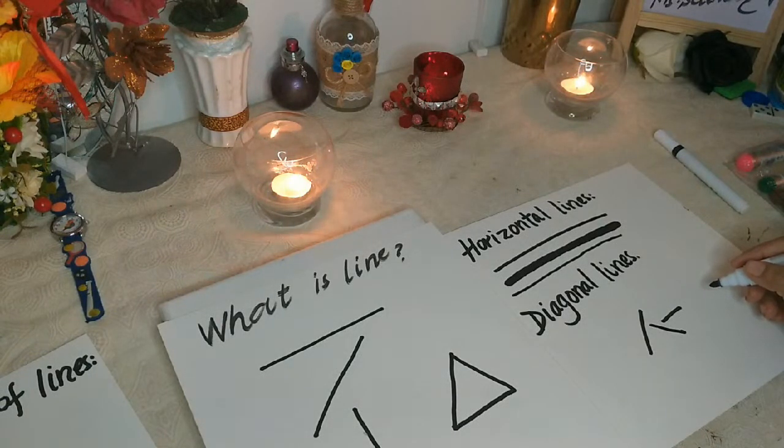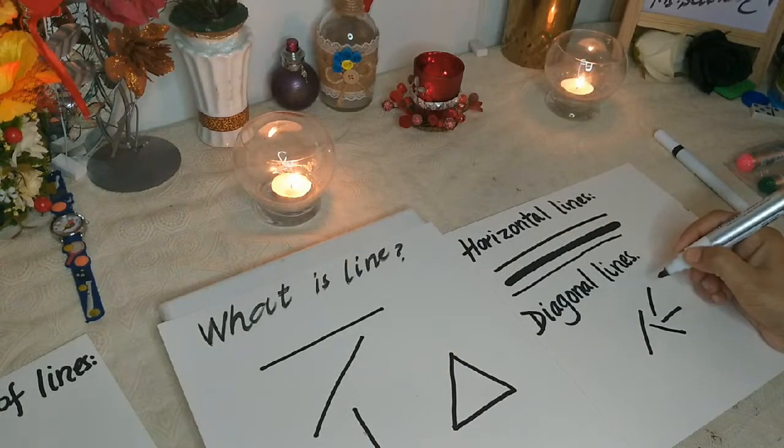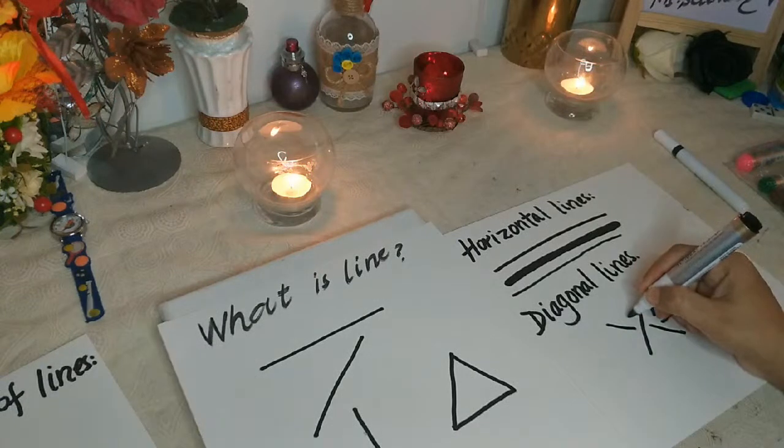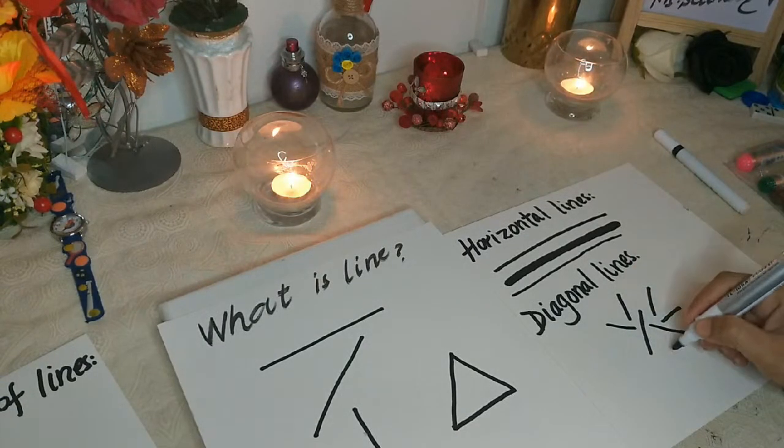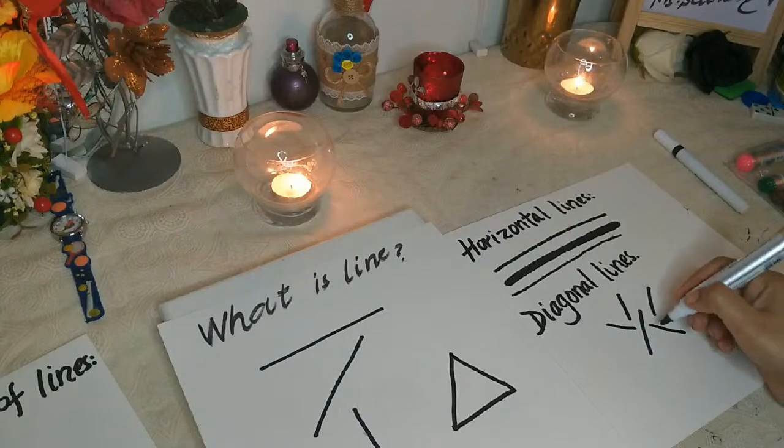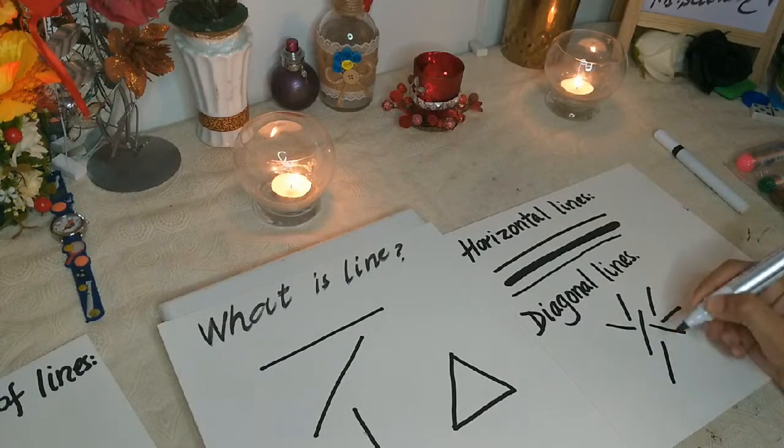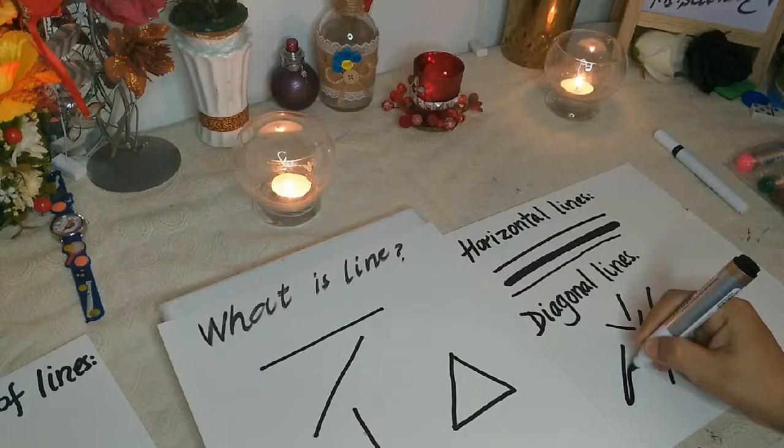When in use, they suggest movement or lack of stability. Whenever we use these diagonal lines in any design, it is going to represent that there is a lack of stability. It can also be thick and thin.